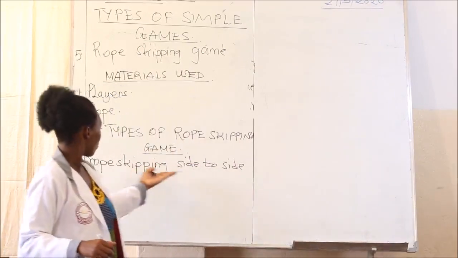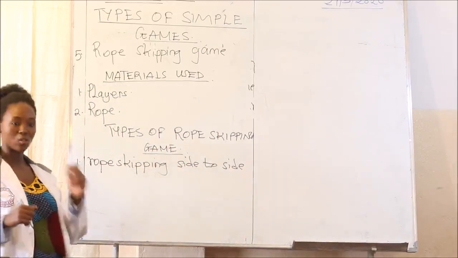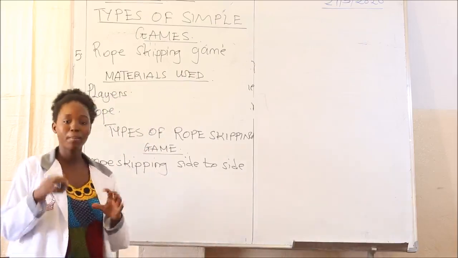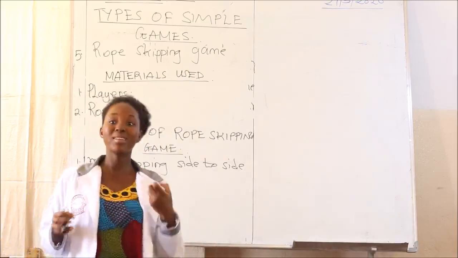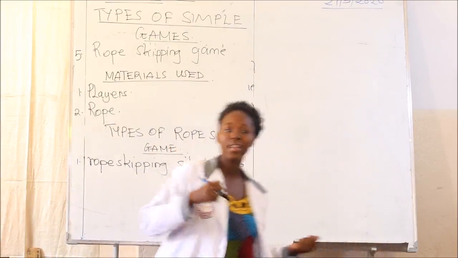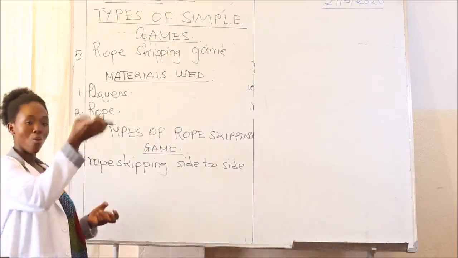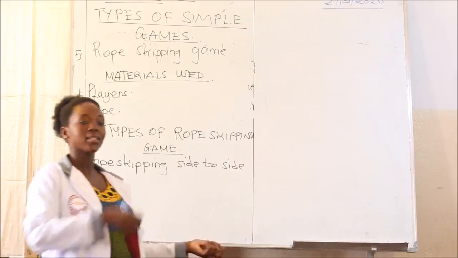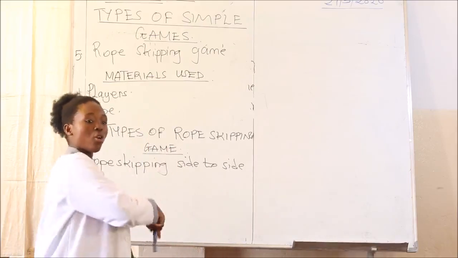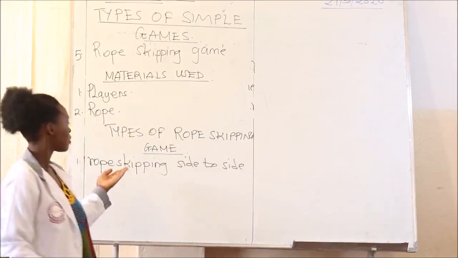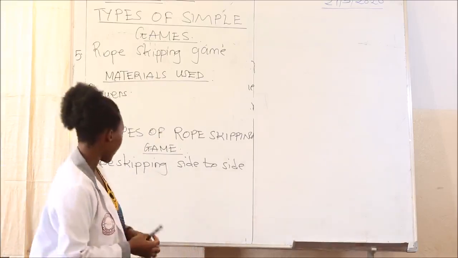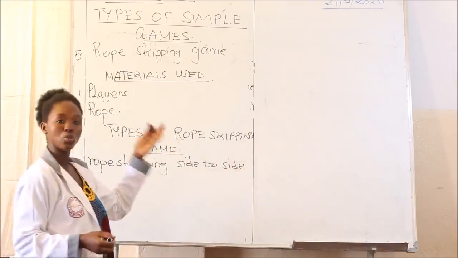How do we play rope skipping side to side? First of all, you have your rope, and the players are supposed to be 3. One player can stand this side, another one this side, and one is supposed to be at the center, so that they can jump from one place to another place. We jump over the rope. That is rope skipping side to side. From this side, going to another side.